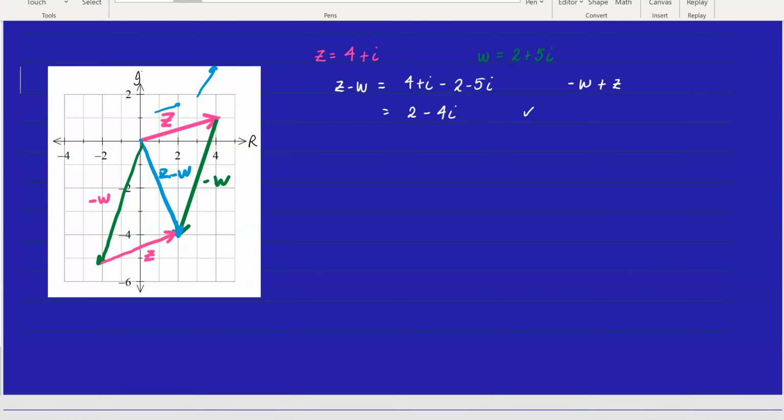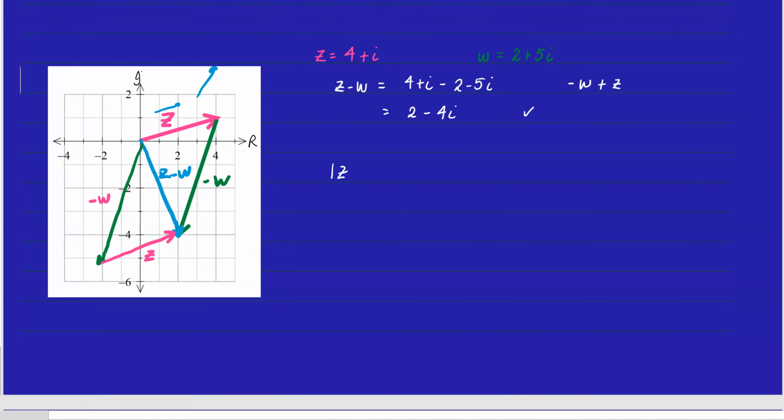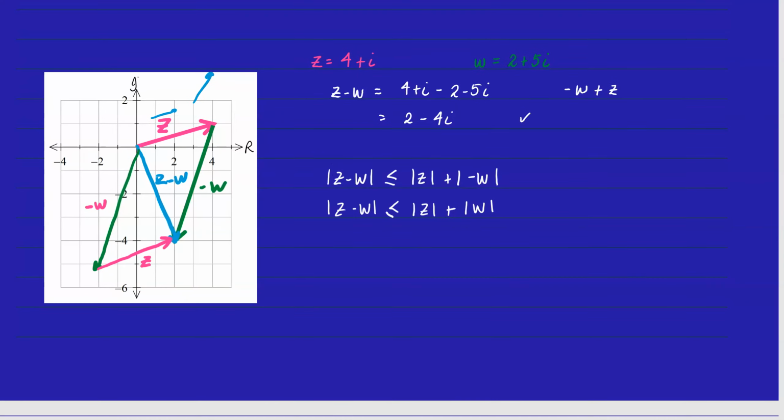Now, looking at our triangle inequality once again, we can say that the length of z take w is equal to the length of z plus the modulus of minus w, and again we're looking at a length, so that's just going to be w there. Oh, and when we said equals, we don't mean equals, we mean it's less than or equal to. Sorry about that. So less than or equal to there.